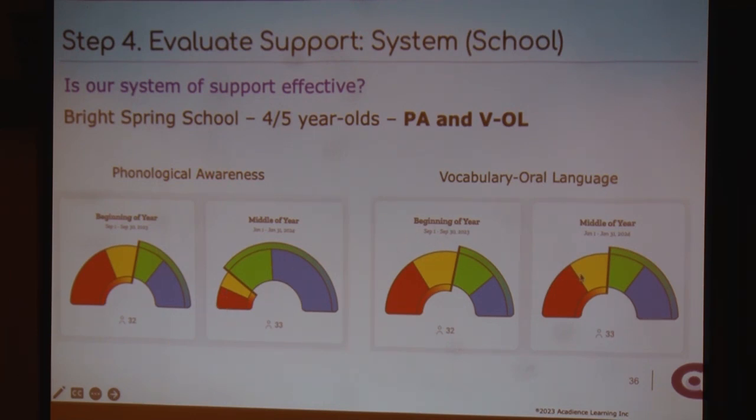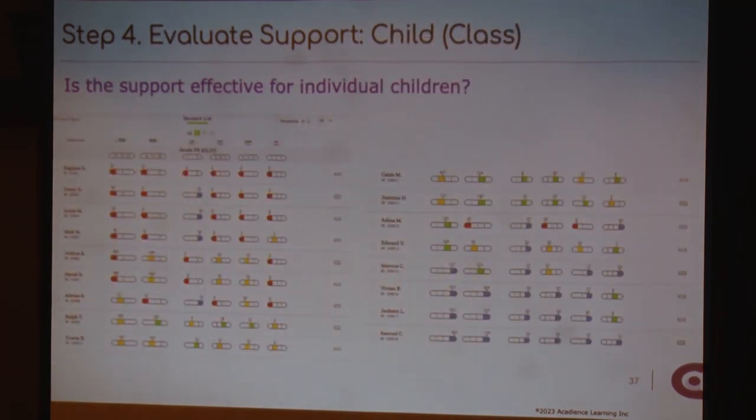Vocabulary oral language, we're not seeing that kind of change. What are we doing in this area of vocab oral language? How do we have a half a year to go? What do we do system-wide to support our teachers to focus on this area? So at the classroom level, we can do the same thing.